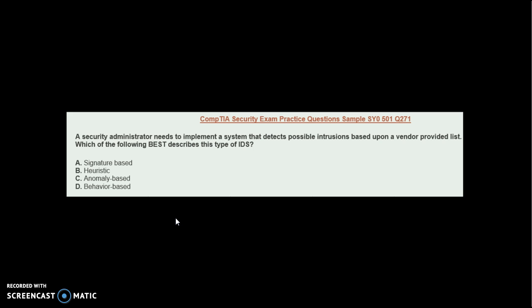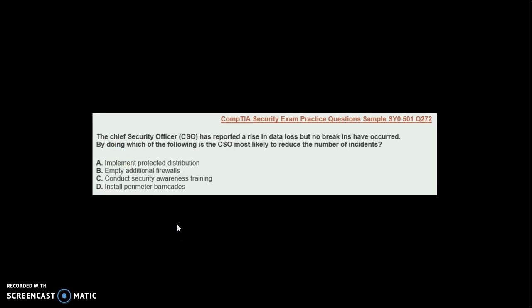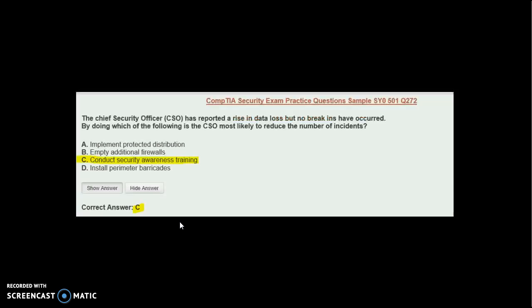A security administrator needs to implement a system that detects possible intrusions based upon a vendor-provided list. Which of the following best describes this type of intrusion detection system? That is signature-based. The chief security officer has reported the rise of data loss, but no break-ins have occurred. By doing which of the following is the CSO most likely to reduce the number of incidents? And that is conduct security awareness training.